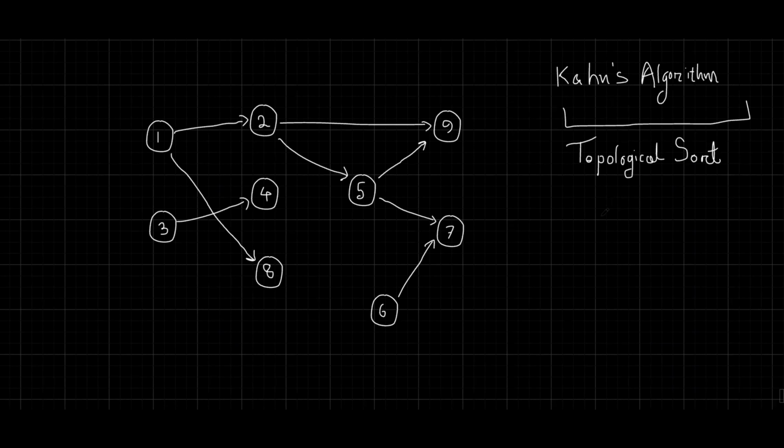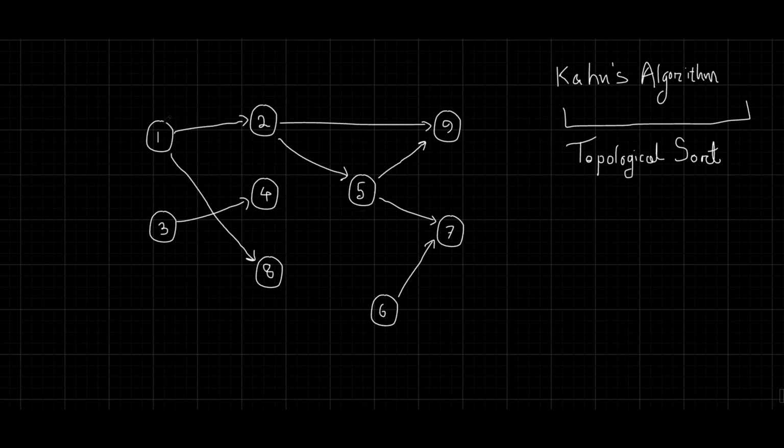Now here, to understand the algorithm, let's take this example. So here, to finish the course 2, someone has to finish the course 1. To finish the course 9, someone has to finish the course 2 and 1. And to finish the course 7, someone has to finish the course 5, 2 and 1. These are the dependencies, right?